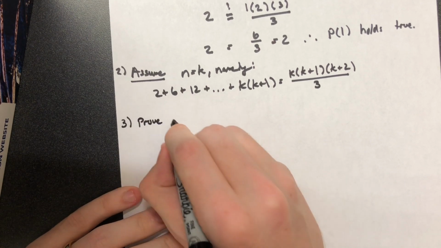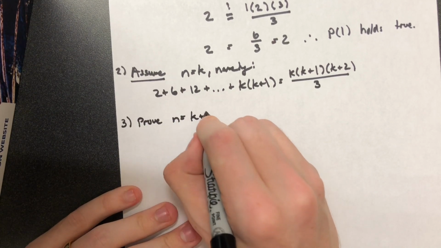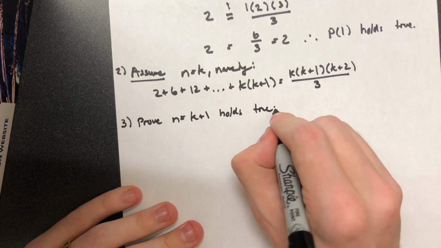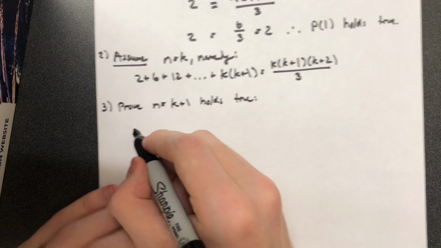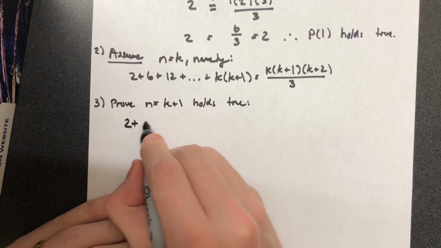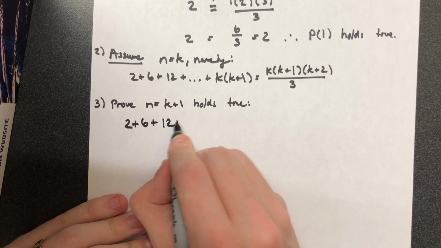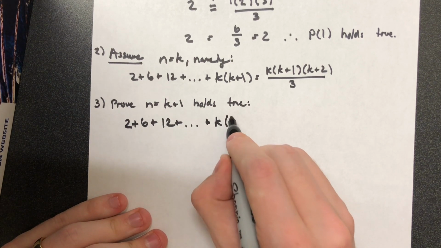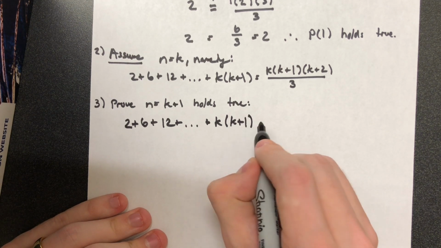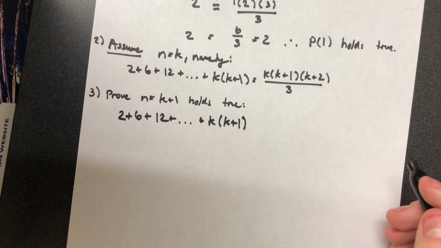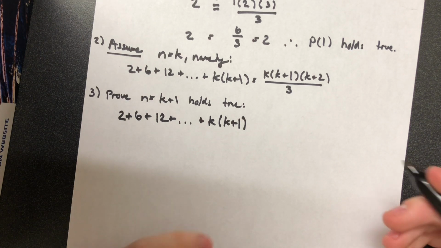Alright, the third part, the good stuff. Prove n equals k plus 1 holds true. Alright, so we're going to write down the statement in our assumption: 2 plus 6 plus 12 plus dot dot dot plus k times k plus 1. And now remember, we need to write down the next term, the k plus 1th term, I guess, if you really wanted to specify it like that.